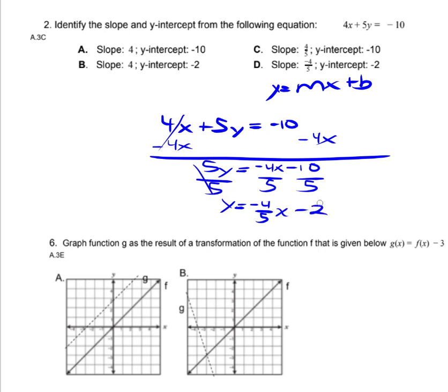At this point, I now have the slope. Remember, the slope is what's attached to the x, and I have my y-intercept. My slope is negative 4/5. It looks like the only one with a slope of negative 4/5 is D. The others have the wrong slope, so that's actually my answer. Let me just double check my y-intercept of negative 2. Yep, your y-intercept is the b in y is equal to mx plus b, so negative 2 is the answer. Hopefully that made sense to you.